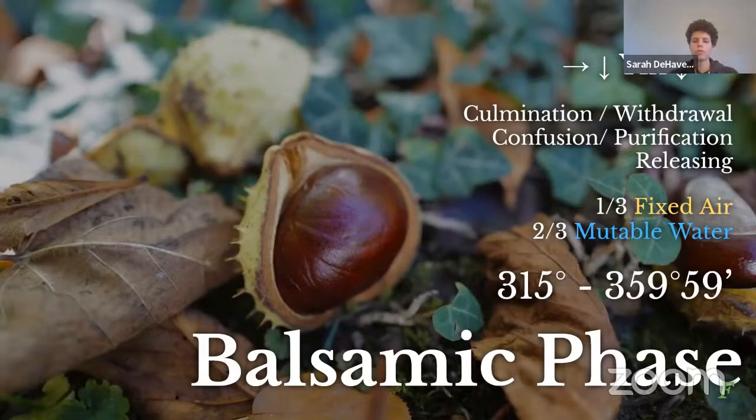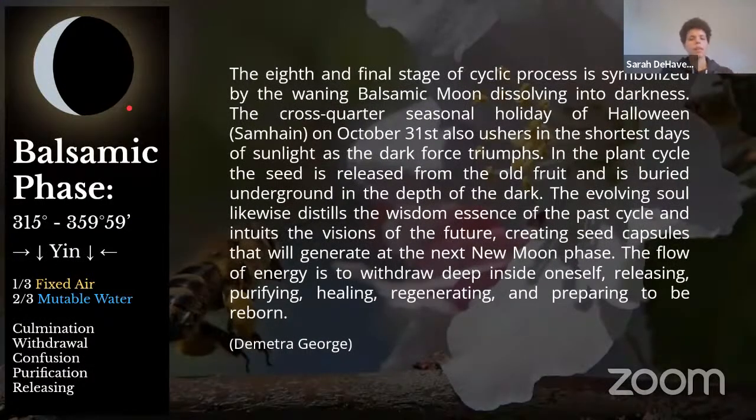Spanning 315 degrees and 359 degrees and 59 minutes is the yin balsamic phase. The 8th and final stage of cyclic process is symbolized by the waning balsamic moon dissolving into darkness. The cross-quarter seasonal holiday of Halloween on October 31st, or Samhain, because I know some friends of mine will get real mad if I don't say the legit name. Samhain on October 31st also ushers in the shortest days of sunlight as the dark force triumphs.